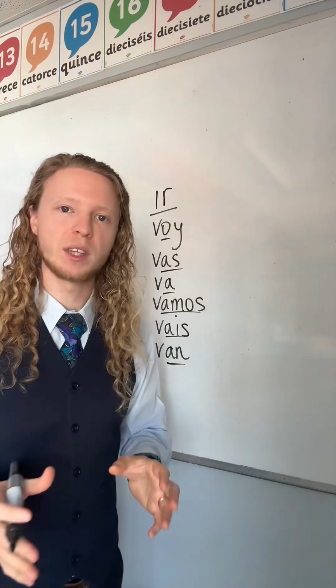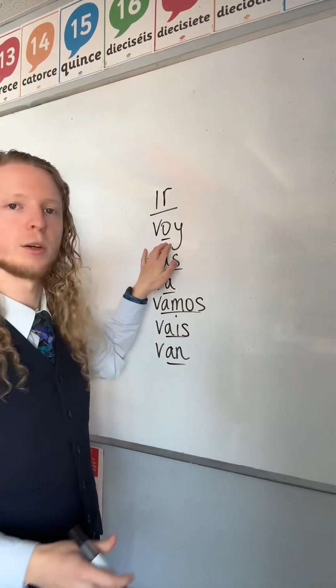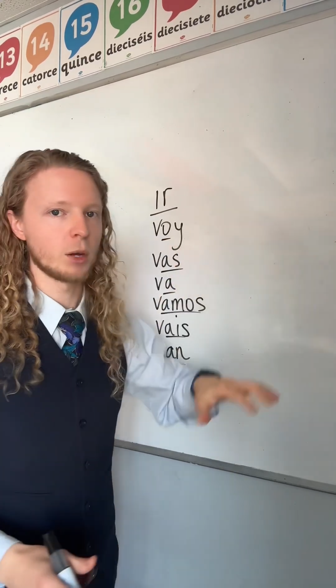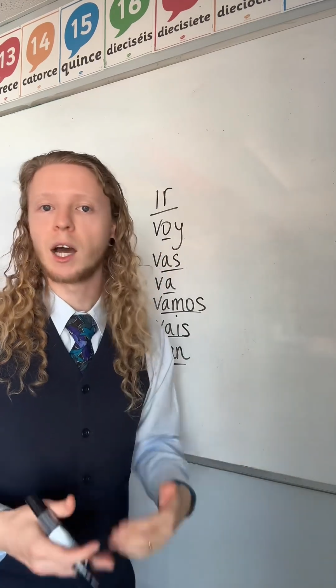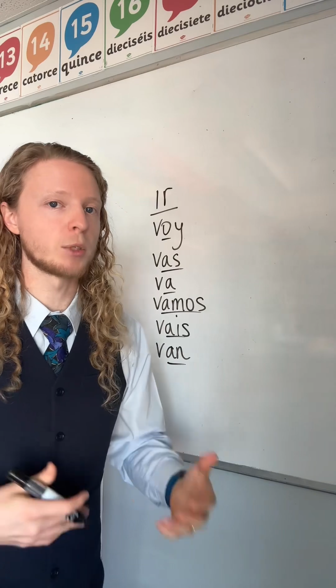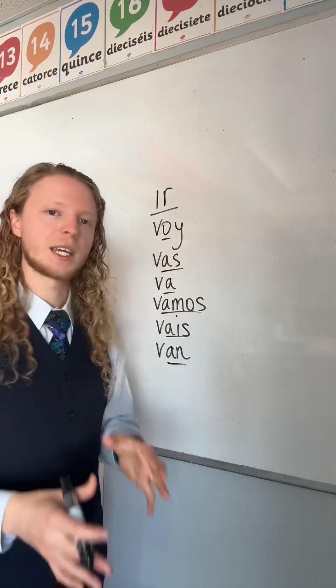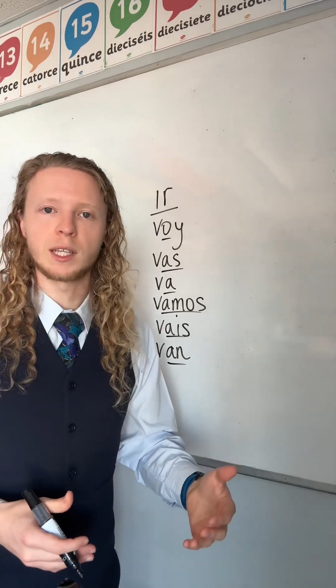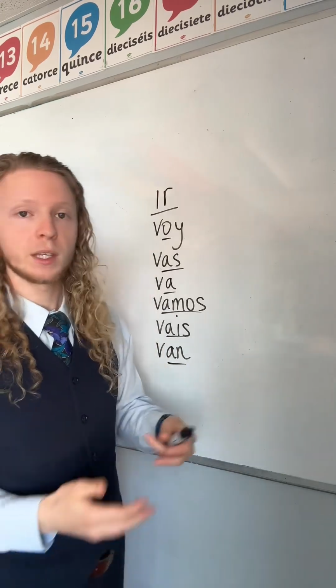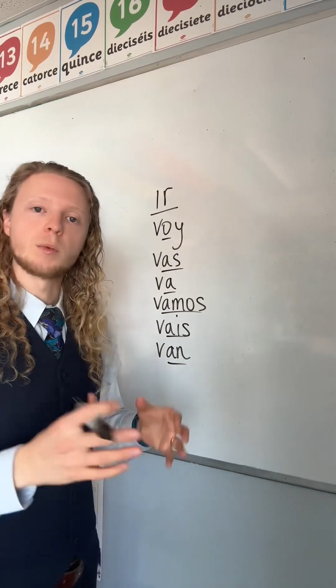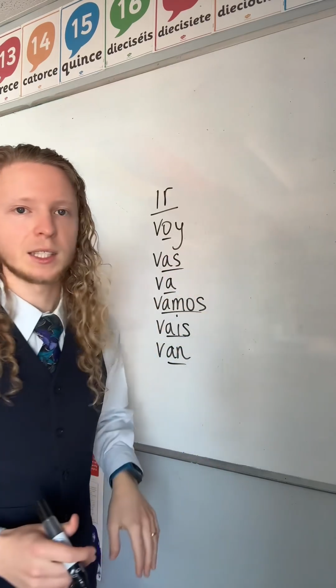Now, one thing to know with the near future tense is that I go is exactly the same as I'm going in this context. So voy can mean I go, voy a la playa, I go to the beach, voy a la playa, I'm going to the beach. Depending on the context, it can mean both. For the near future tense, in English, we'd always use the ing version. I'm going to eat. Are you going to come to the beach? So we'd always use the going version. It's exactly the same in Spanish.